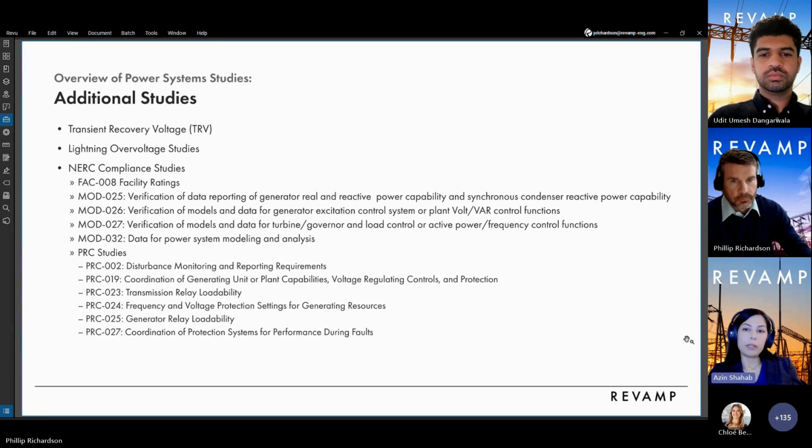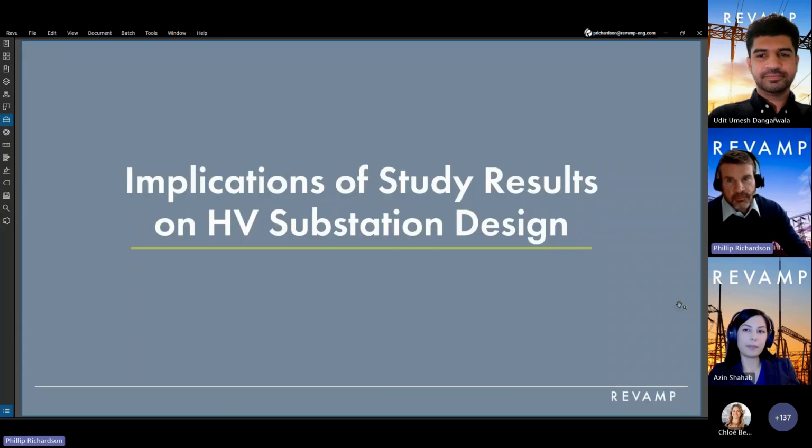I'm going to pass it over to Philip to discuss the impact of the studies on the HV substation design in further detail. Thanks, Azine.